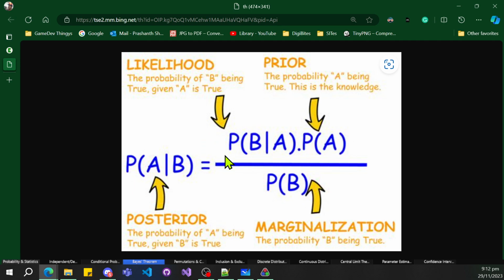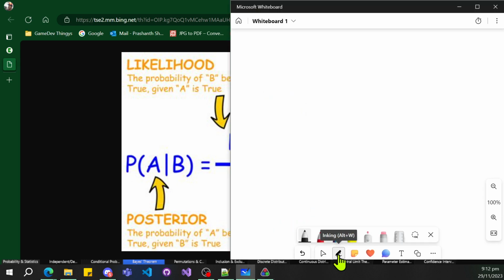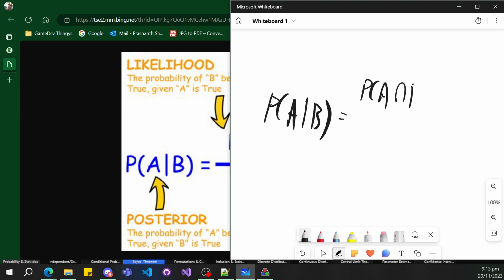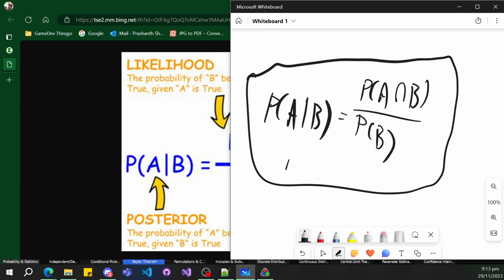I personally don't like this because there's a bunch of variables over here. I much prefer the almighty formula I've mentioned previously, where probability of A given B is probability of A intersect B over the probability of B. I like this formula because it's less things. You've got one thing over here, you've got one thing over here, and you've got one thing over here. Compared to this formula is like 1, 2, 3, 4 things.